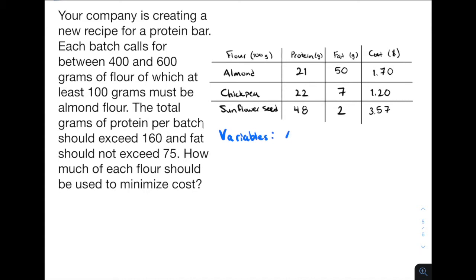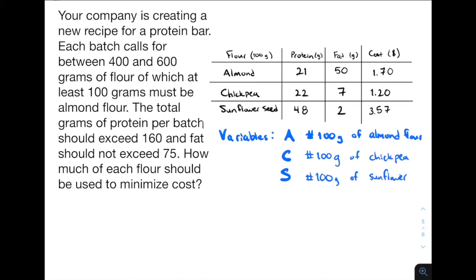Here are the variables, the things we're trying to choose: how much of each almond, chickpea, and sunflower seed we should use. I'm going to construct A, C, and S, and they'll represent the number of 100 grams of almond flour used, and similarly for C, the number of 100 grams of chickpea flour, and the same for sunflower. I do this so that I can use the same numbers provided in our table for protein, fat, and cost. To construct our constraints, let's look at what our problem tells us.